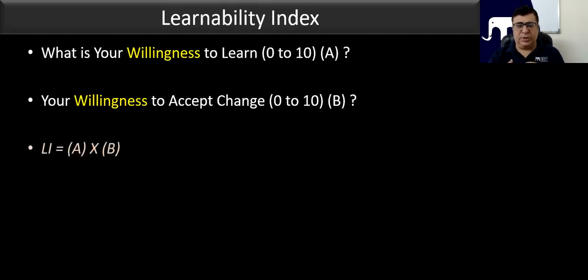What I request you to do is multiply them. And that's your learnability index. Your willingness to learn and your willingness to accept change. So when you enroll for any course or when you want to upgrade your skills or learn new skills, two things are required. One thing is your willingness to learn, and the other thing is your willingness to accept the change. Because whatever you learn, it requires a bit of change in yourself, in your habits, in your routine, in the way things are worked out.